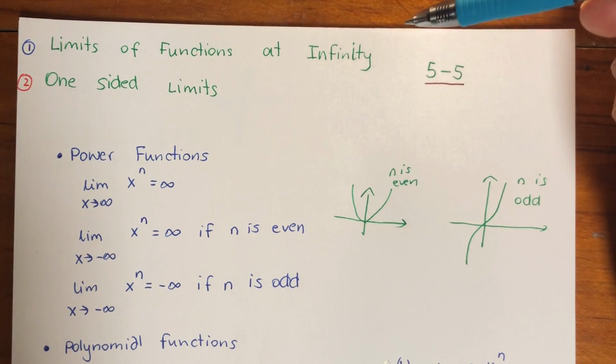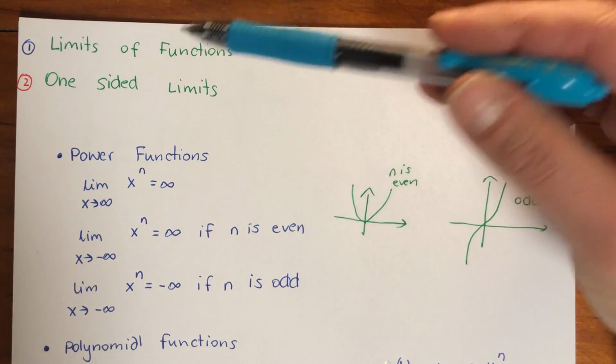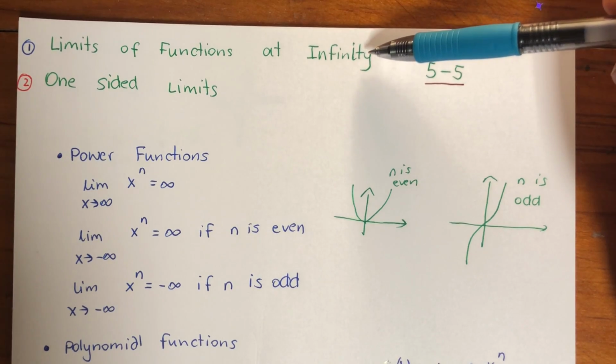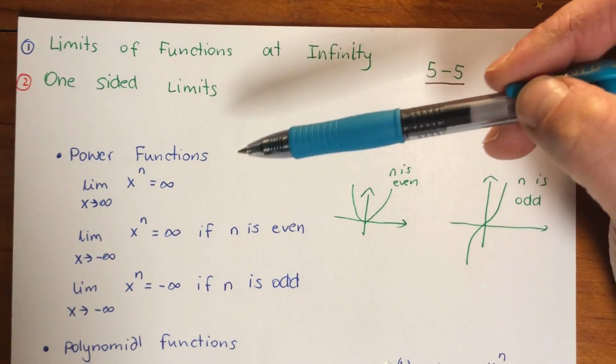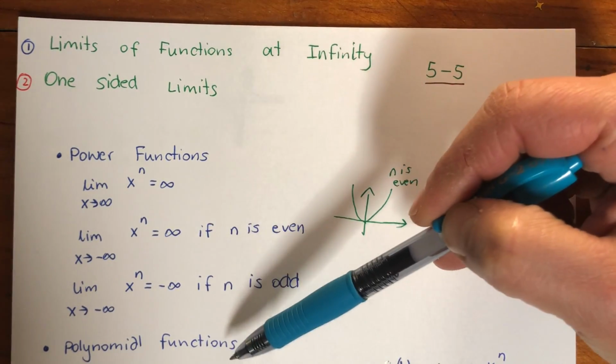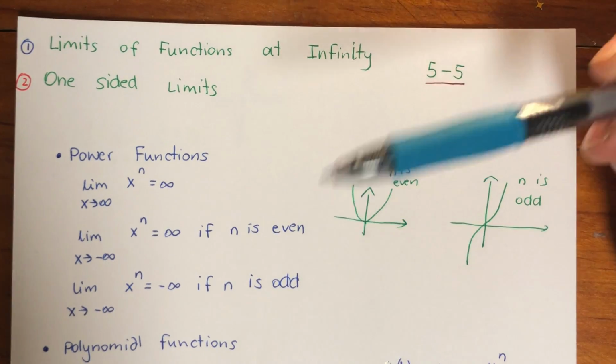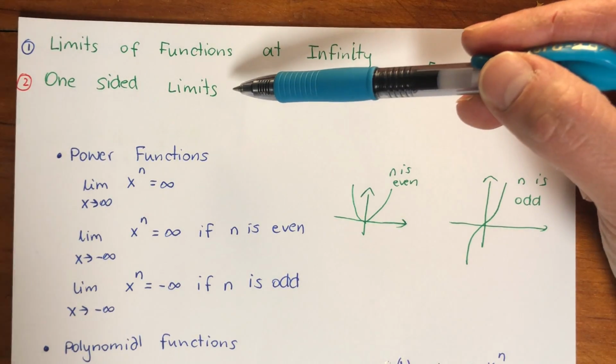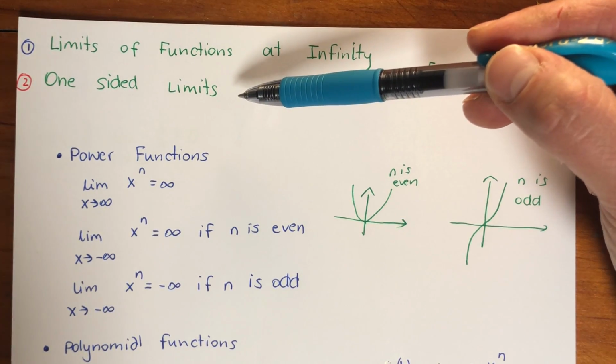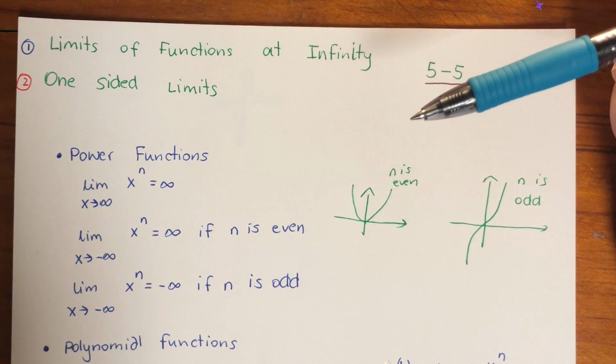We are back to limits. Today we are going to talk about limits of functions at infinity, and we will talk about three different functions: power function, polynomial function, and reciprocal function. And then we'll talk a little bit more about one-sided limits. So let's start with the power function.